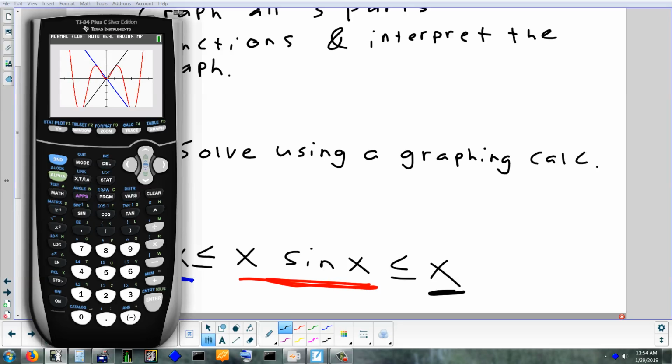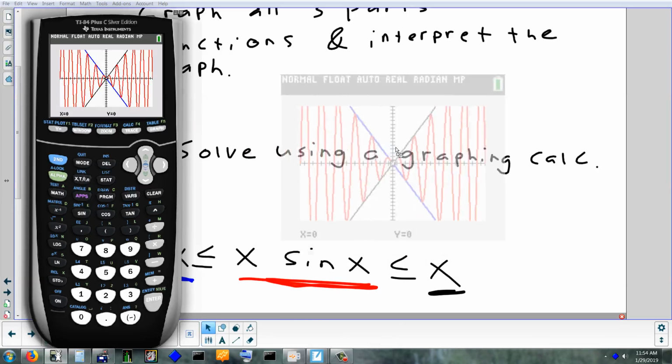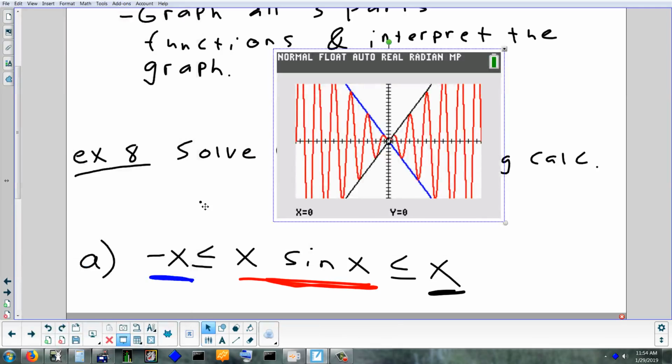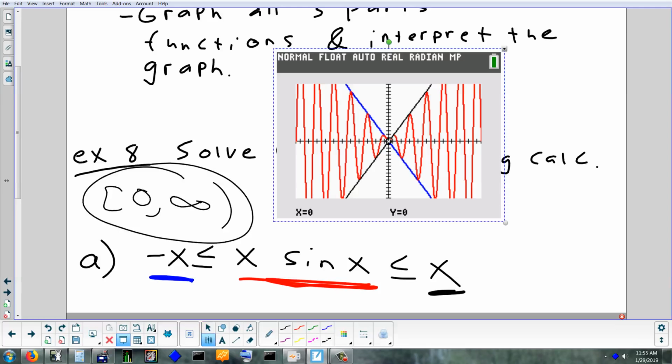All right, and let me zoom out. It's going to make it a little easier to see. There's your graph in red. And there's your graph in black. We're looking for where the graph in red is above the blue, but under the black. Where does that happen? Where is the graph in red above blue? I know blue is hard to see, but below the black. Yeah, 0 to infinity. Everything to the right. And it does say including. So from 0 to infinity. It'll be above the blue and below the black.